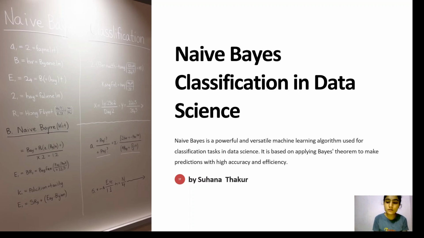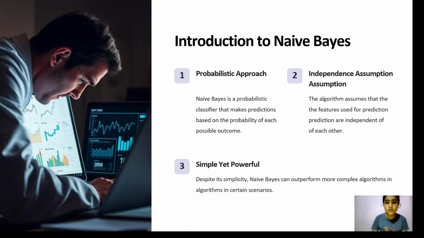Naive Bayes is a powerful and versatile machine learning algorithm used for classification tasks in data science. It is based on applying Bayes theorem to make predictions with high accuracy and efficiency. Introduction to Naive Bayes: it is a probabilistic approach. Naive Bayes is a probabilistic classifier that makes predictions based on the probability of each possible outcome, and probability is the chance of getting the event.